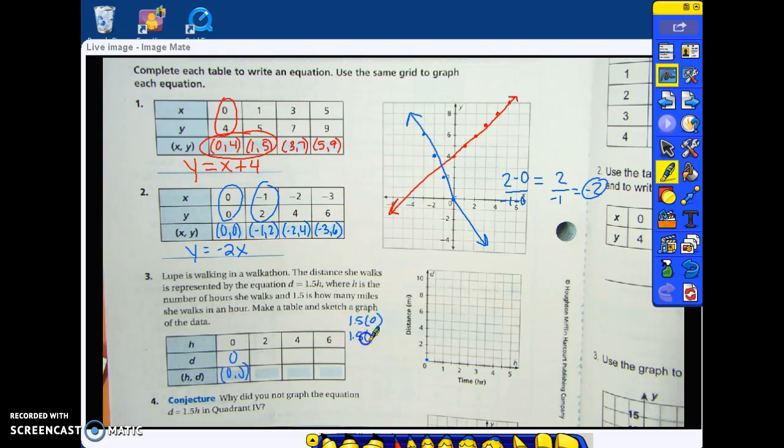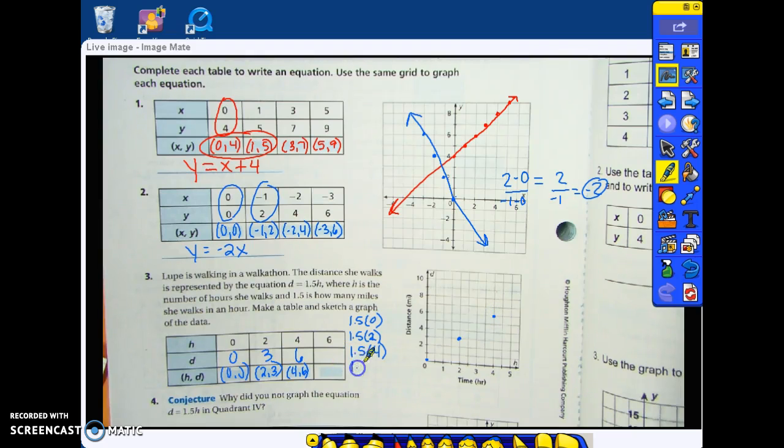When 1.5 is multiplied by 2, that gives us 3. So we have the point 2, 3. So we're going to go to the right 2 and up 3. When 1.5 is multiplied by 4, that gives us 6. So that's the point 4, 6. We go to the right 4 and up 6.